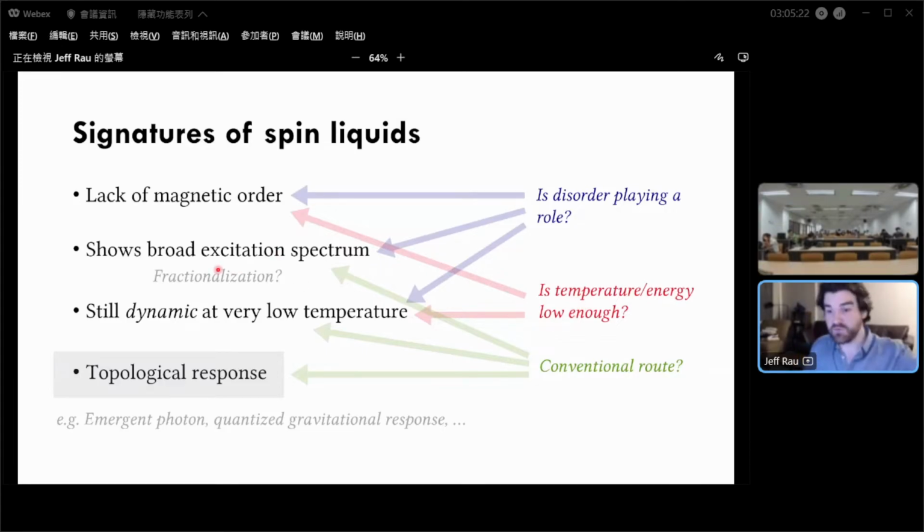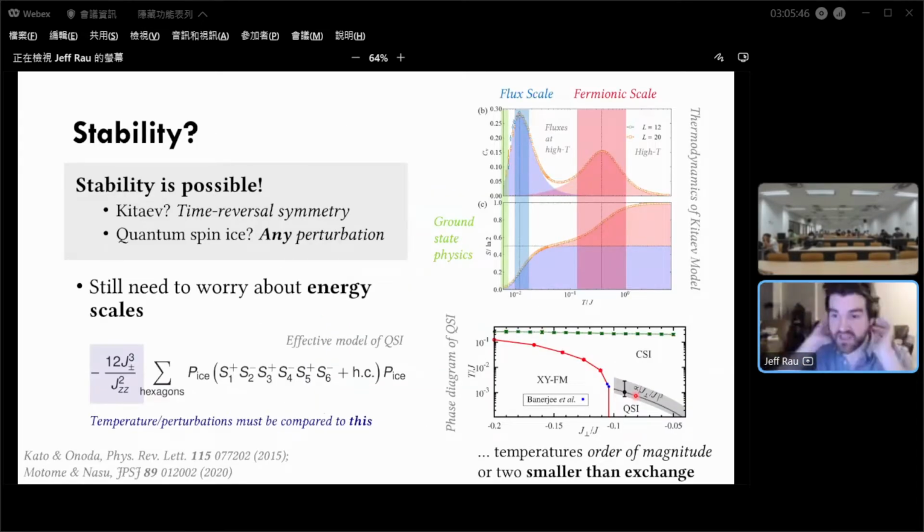And further, if you have a broad excitation spectrum, if you have dynamics at low temperature, even if disorder isn't playing a role, even if temperature is low enough, do we know a conventional system, one that isn't a spin liquid, wouldn't show the same behavior? These are the challenges you have to get around to really confirm that these spin liquids are there. And so the first challenge, I think, is making sure that they're stable.